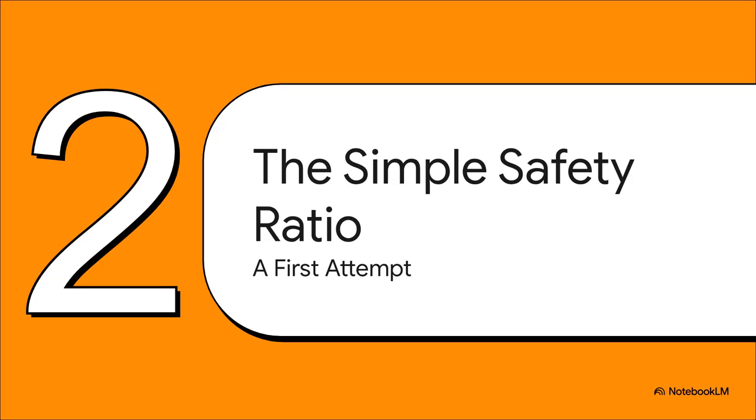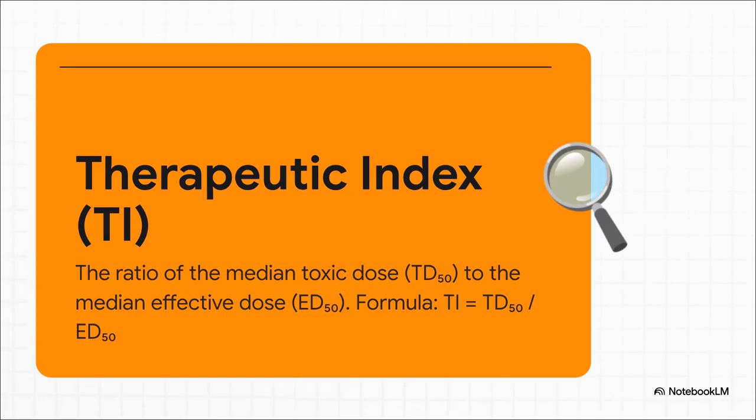Okay, so now we have our two building blocks, the dose that helps half the people and the dose that harms half the people. The next logical step for scientists was to try and mash those together into one simple number that could tell you, at a glance, how safe a drug is. And that brings us to something called the therapeutic index, or TI for short. The concept here is really straightforward, almost elegant in its simplicity.